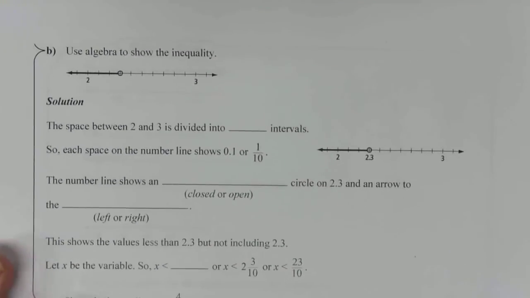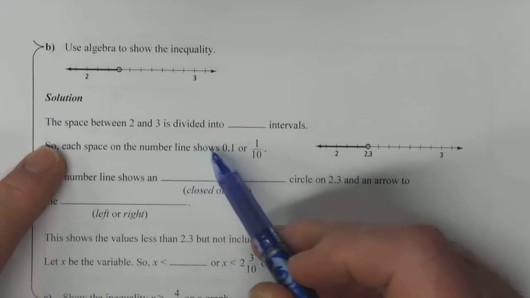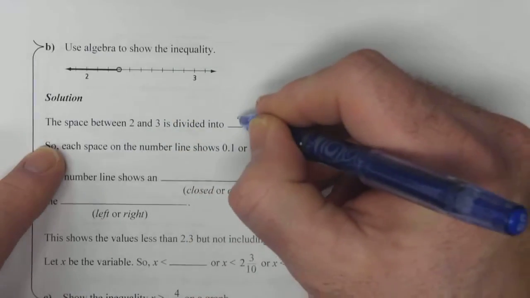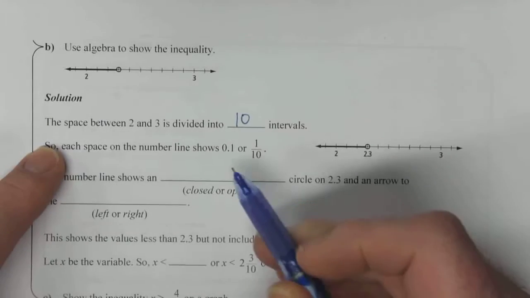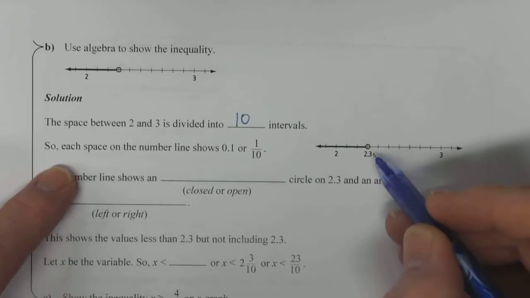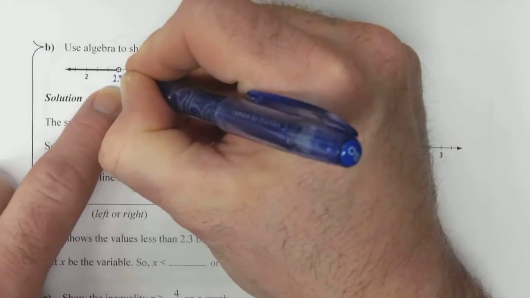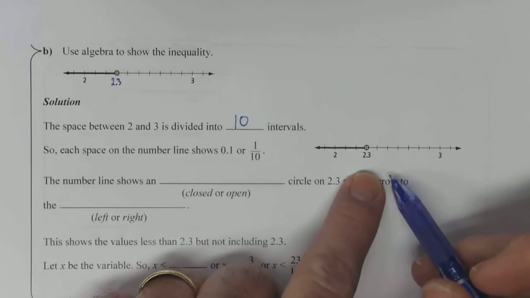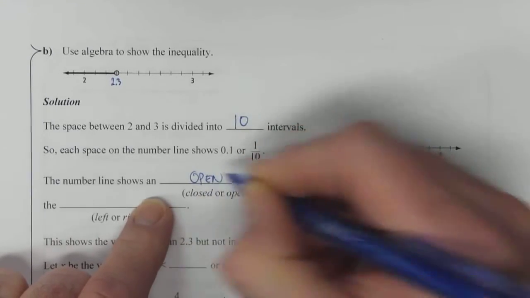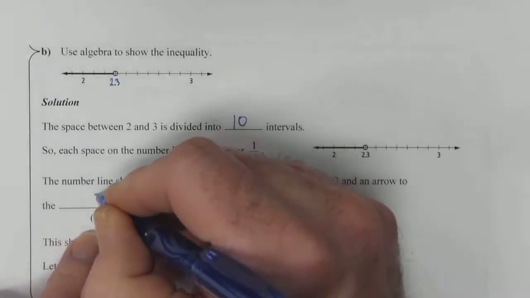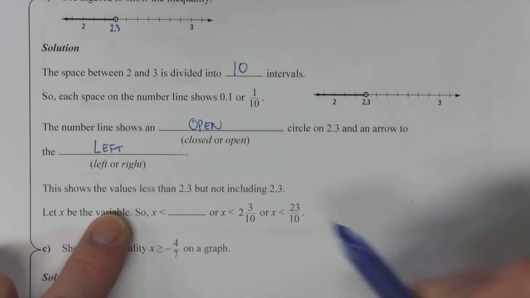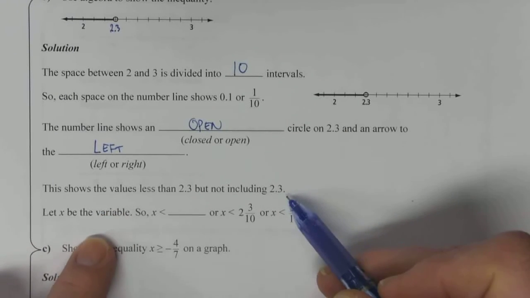Use algebra to show this inequality. Space between 2 and 3 is divided into 10 intervals. So each space is a 0.1 or 1/10. And in this case, we can mark this as 2.3, but it's shown here as 2.3 as well. The number line shows an open circle at the boundary point of 2.3 and an arrow to the left. This shows that values less than 2.3 but not including 2.3 are part of your solution.